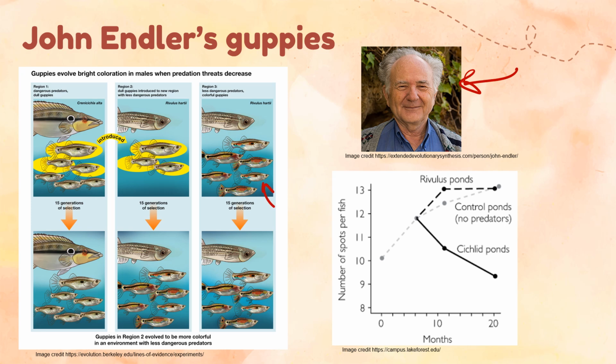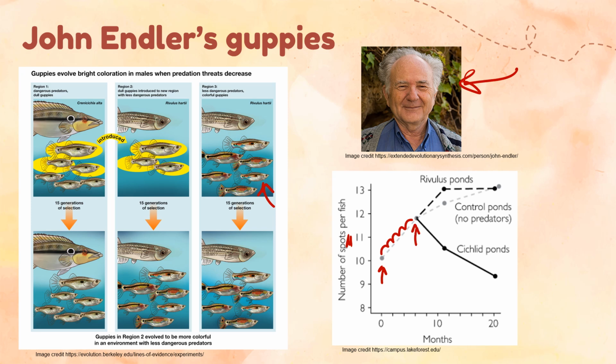He started some ponds with some guppies, these tiny little fish that have spots, and there were initially no predators in any of his ponds. He noticed that over a few generations, the number of spots on the fish increased. Females preferred to mate with males that had more spots, that were more colorful.